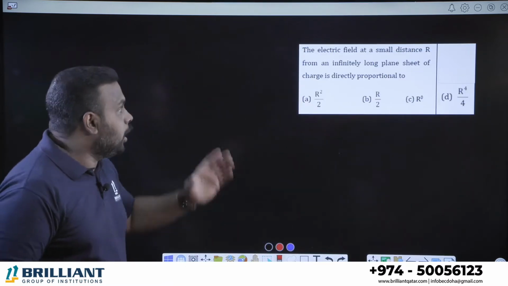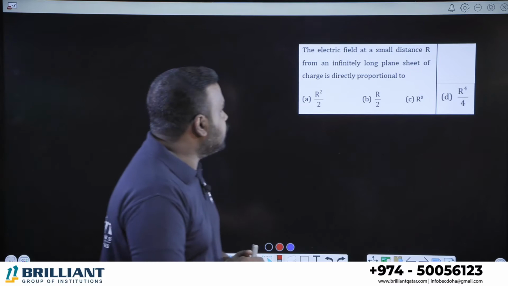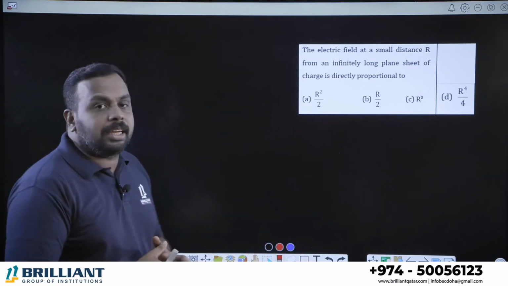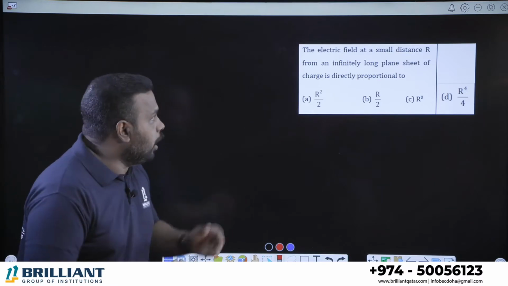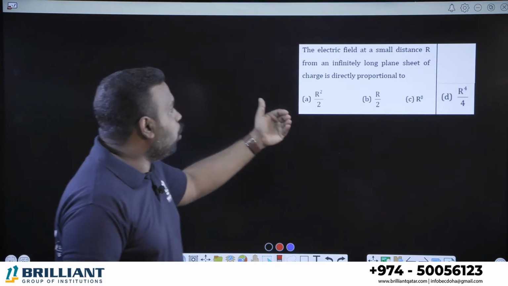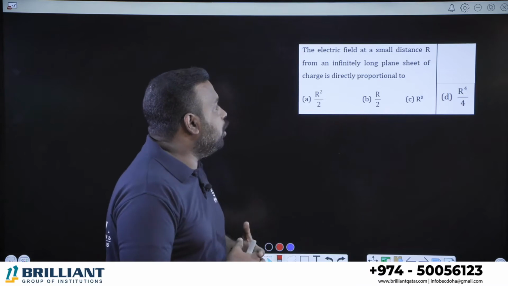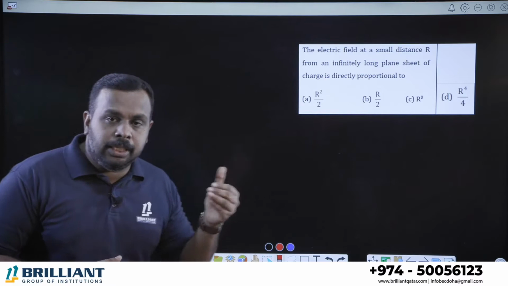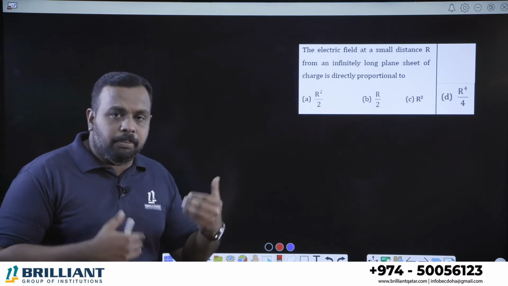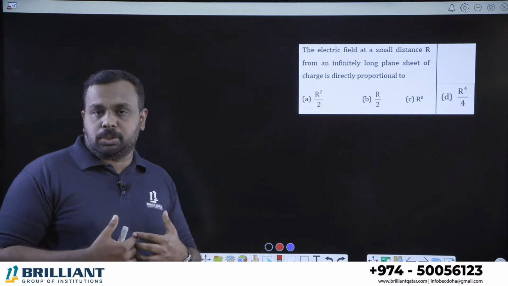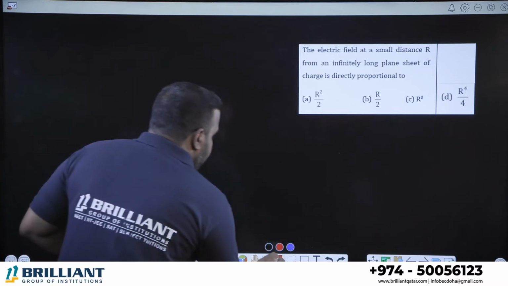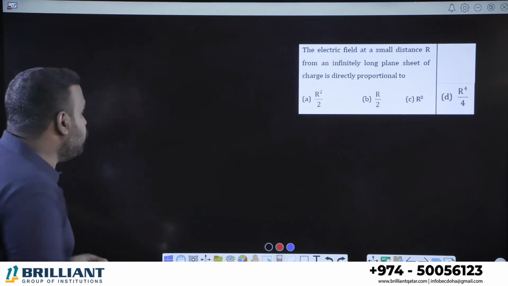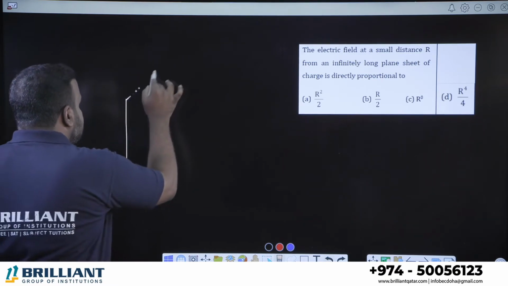Look at this. The electric field at a small distance r from an infinitely long plane sheet of charge is directly proportional to. I repeat, the electric field at a small distance r from an infinitely long plane sheet of charge is directly proportional to. See, you can see that it's a question from an important topic, that is applications of Gauss theorem. In applications of Gauss theorem, we have a clear idea, that is intensity of electric field due to a plane sheet of charge.